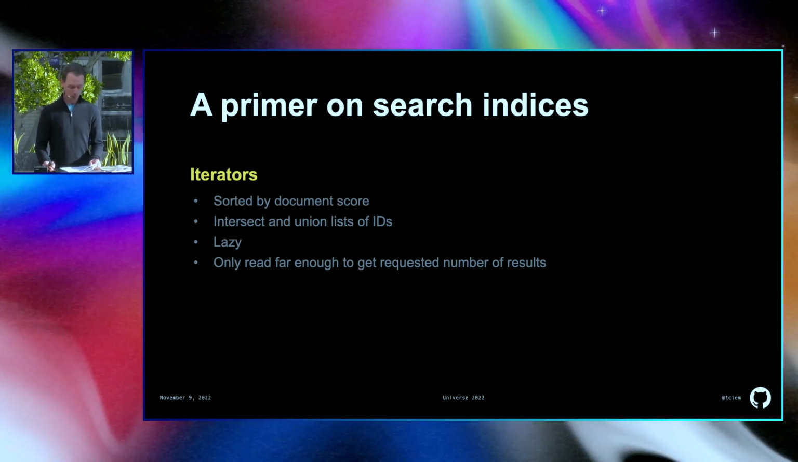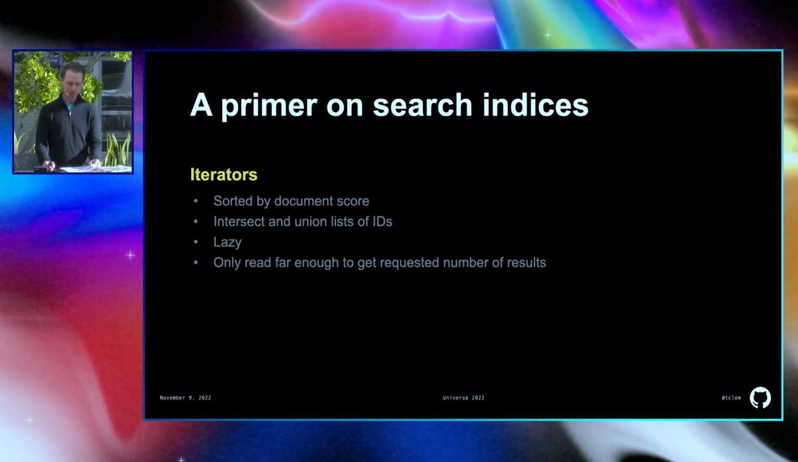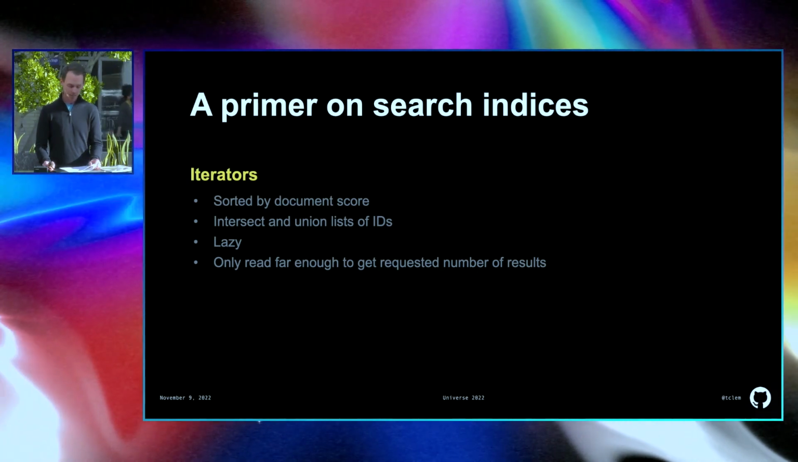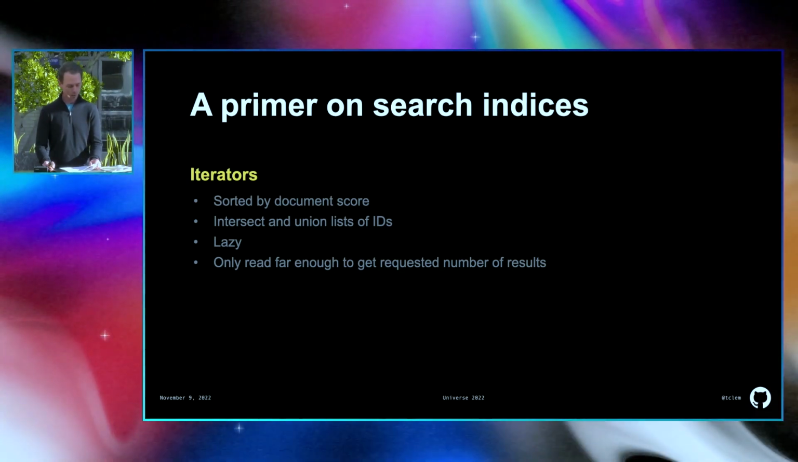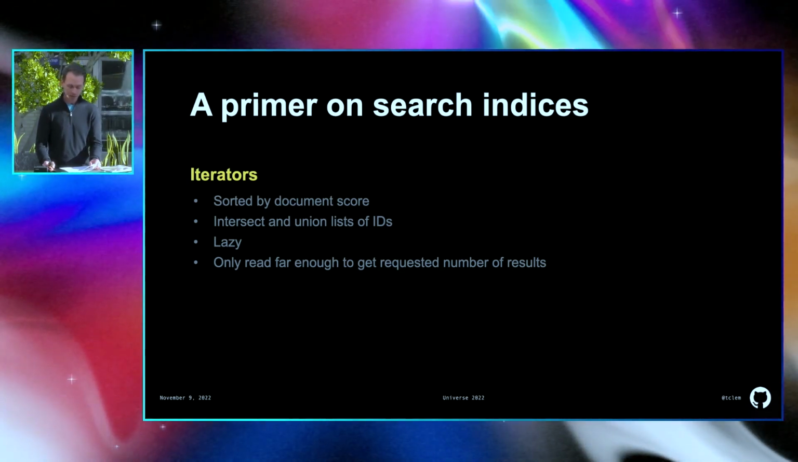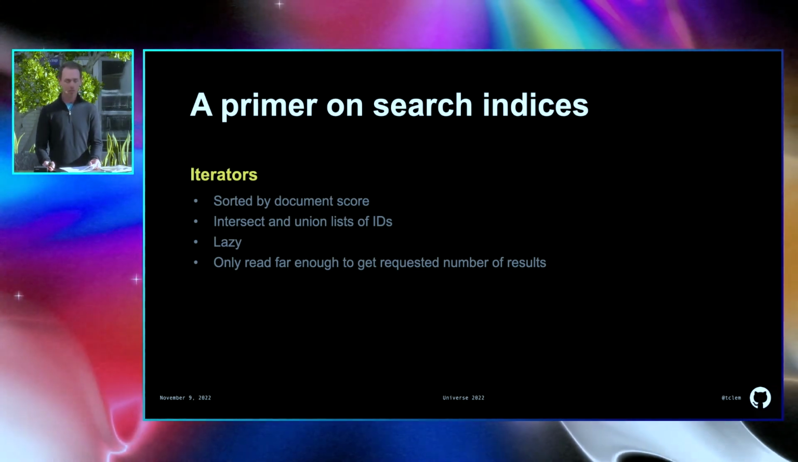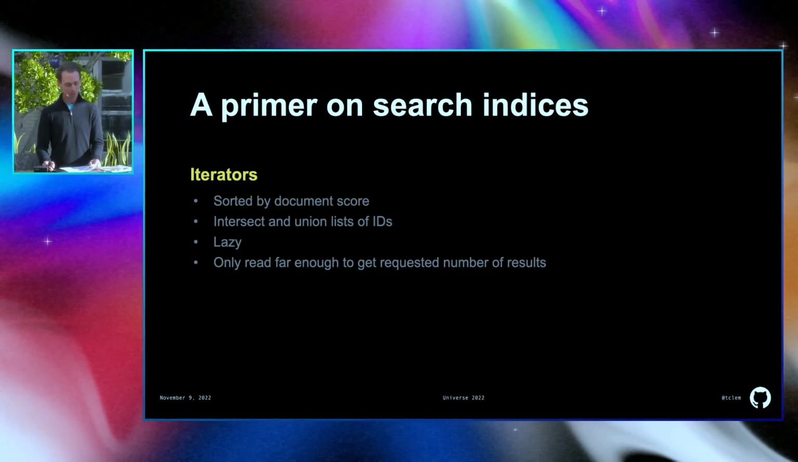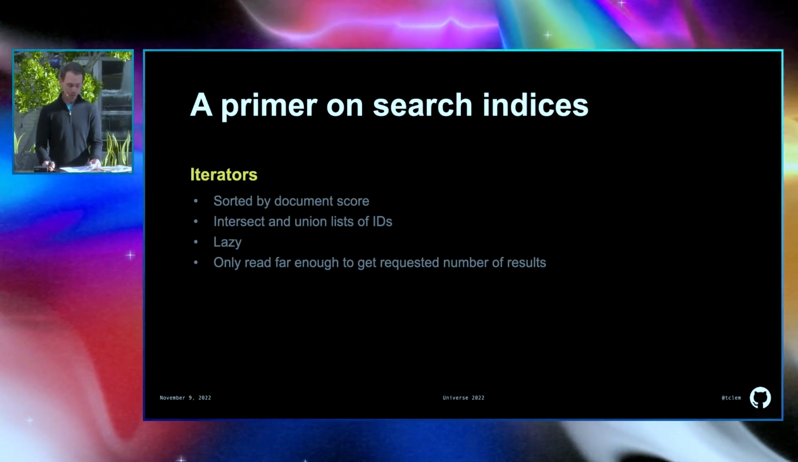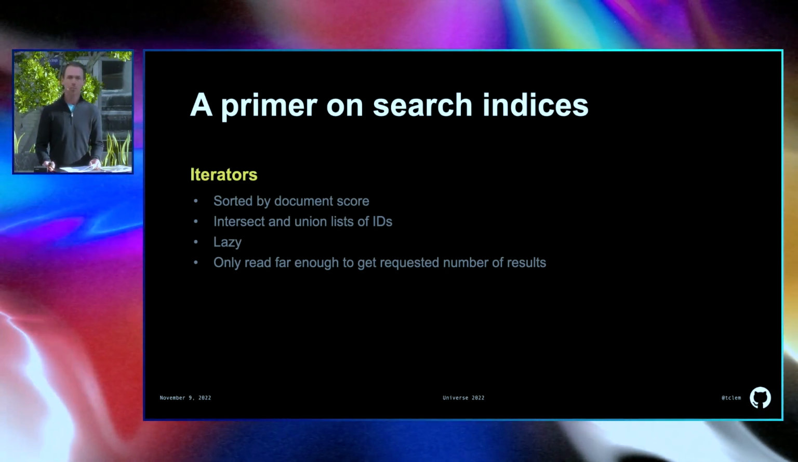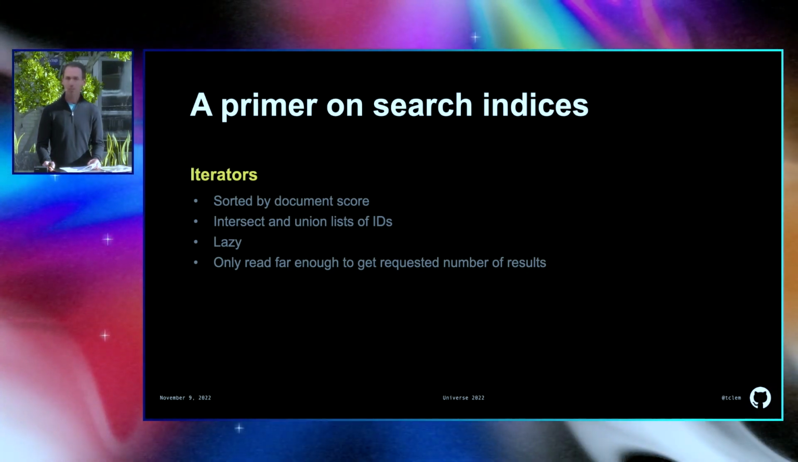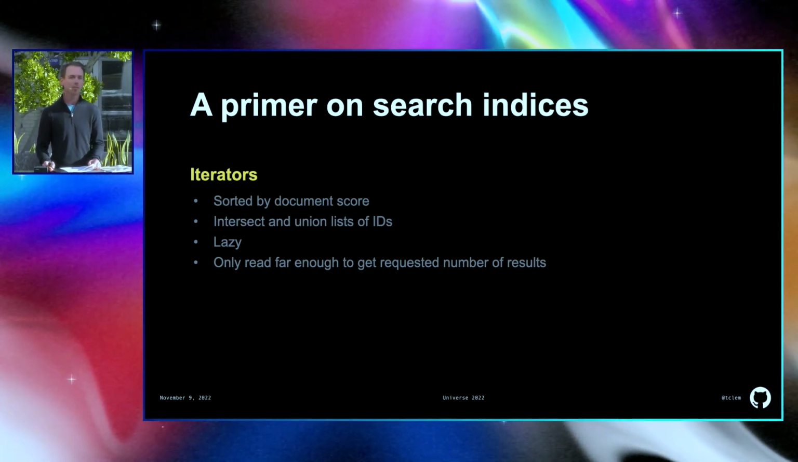In order to serve a query, we build iterators for each index that we need to access. These lazily return sorted document IDs, and the doc ID was generated by the rank of that document. And we intersect and union the iterators, as demanded by the specific query, and only read far enough to fetch the requested number of results. We never have to keep entire indices or posting lists in memory.